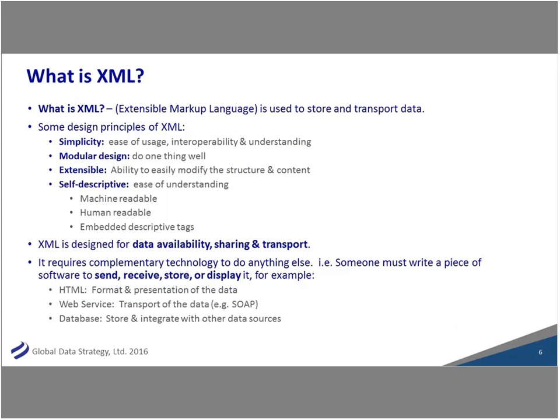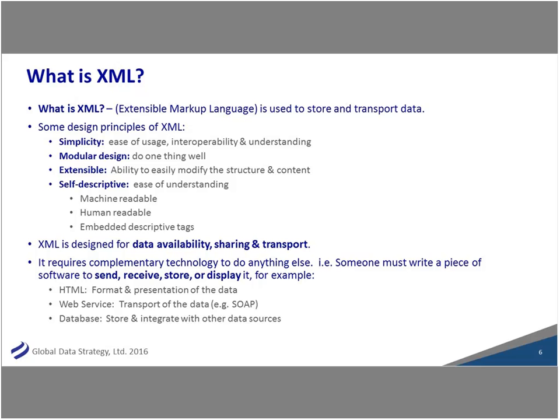The other thing is this idea of modular design, to do one thing well. And the one thing it is supposed to do is data availability, transport, and sharing, right? So that is its purpose. Don't overload it with other things. So if you go down to the bottom bullet, what it doesn't do is format the information. That's what HTML is for. It doesn't transport the data. That's what something like a web service is for. It's not necessarily designed to store large, legacy amounts of information. That's where you may use a database. So it is what it is. It does one thing well, and it does it very well.